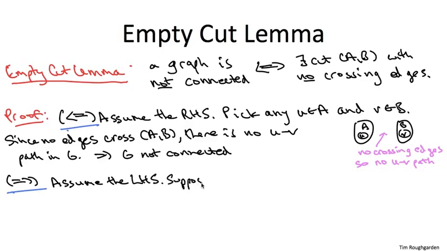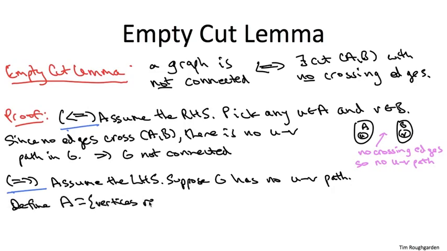So by the assumption that the graph is not connected, there has to exist a pair of vertices U and V that have no path between them. We are now responsible for exhibiting some cut, A, B, such that no edges of the graph G cross it. So where are we going to get these sets capital A and capital B from? Well, here's the trick, which is going to make the proof go really nicely.